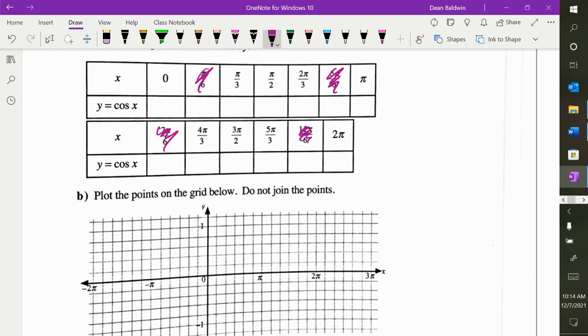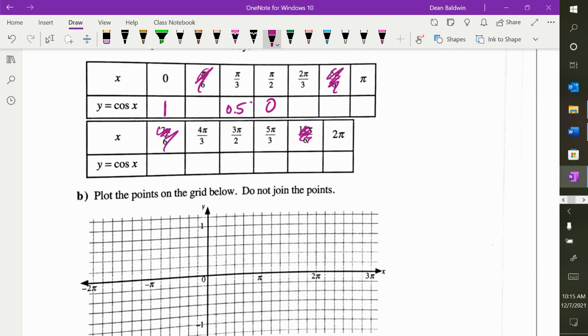What is cosine of 0? The angle is 0. I'm saying, what is cosine of 0? It's 1. What's cosine of pi over 3? First of all, what's pi over 3? 60 degrees. So what's cosine of 60? 0.5. What's cos of pi over 2? What's pi over 2? It's 90. So what's cos of 90? 0. There you go, 0.